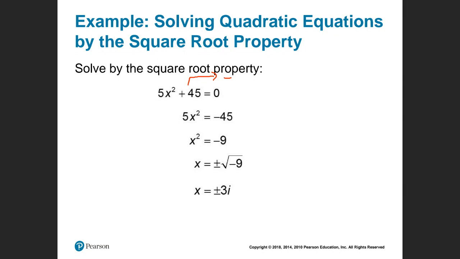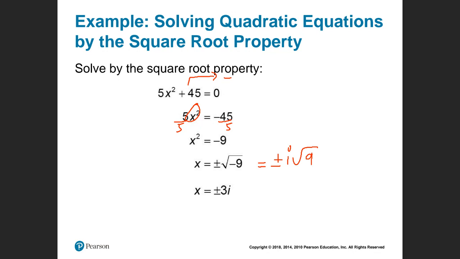Now we need x squared, so we divide by 5. So x squared equals negative 9. So x equals plus or minus the square root of negative 9. Or we can write it like this: plus or minus i square root 9.